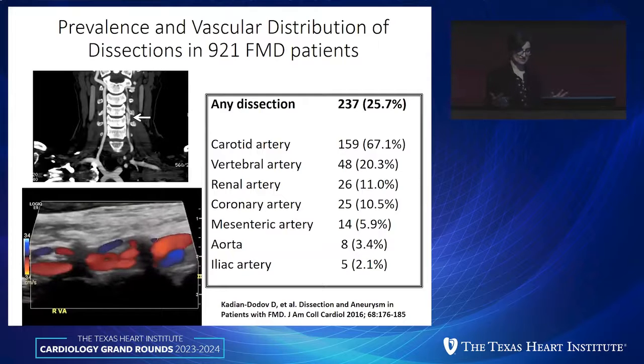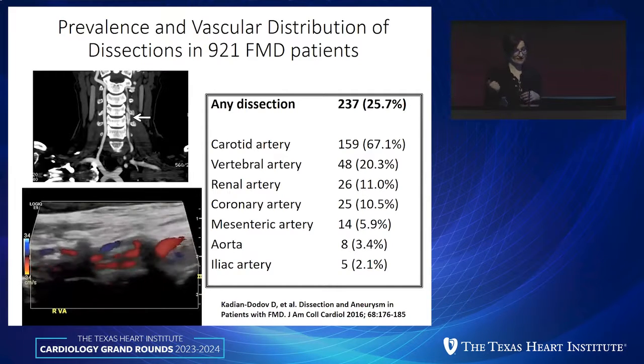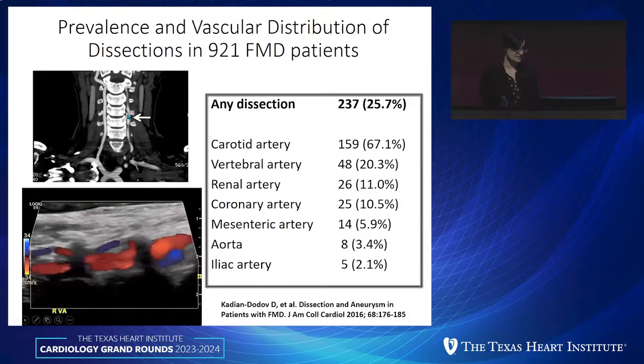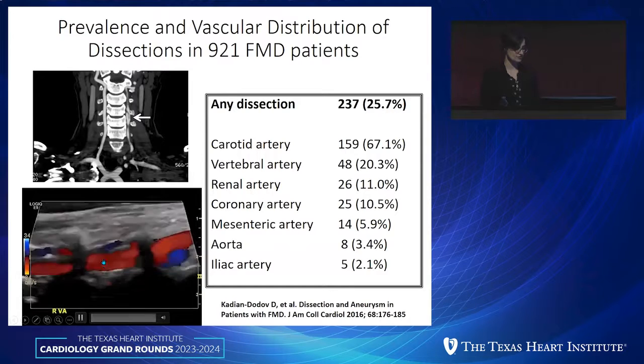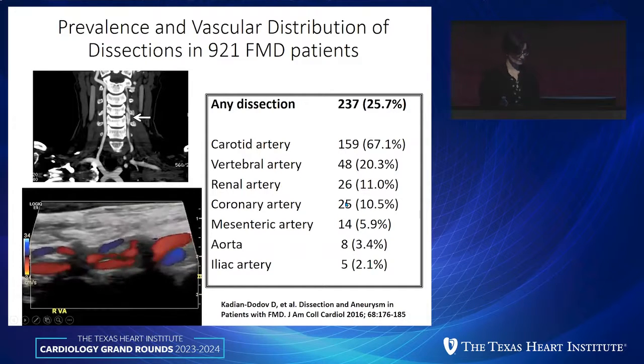So what about dissection? Well, dissections are usually identified in the neck arteries, carotid and vertebrals, followed by the renal and then coronary arteries. And we're going to talk about SCAD a little bit more. And you can see here a double lumen in a vertebral artery, as well as on duplex ultrasound, the single versus double lumen and return to single lumen present there.